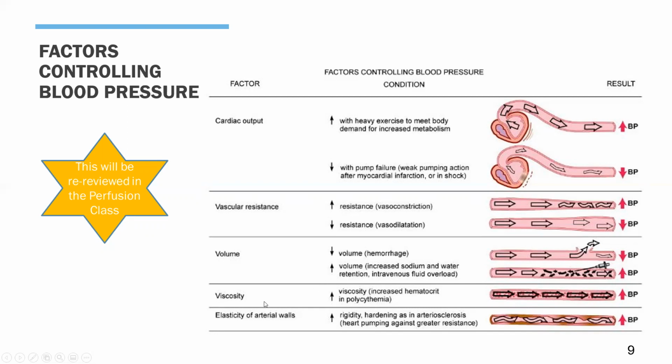And then we look at the viscosity or the thickness of the blood. Some disease conditions cause an increase in blood viscosity, and polycythemia is a condition I'll teach you about in class 7. And when we get thick blood, we end up having an increased blood pressure. And then finally, we look at the elasticity of arterial walls. So with increased rigidity, hardening, in conditions like atherosclerosis or arteriosclerosis, we all of a sudden have a heart pumping against greater resistance.